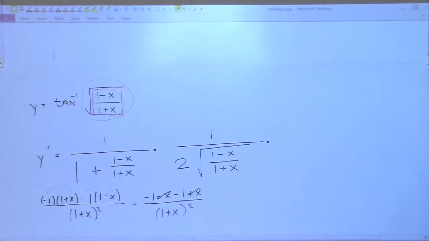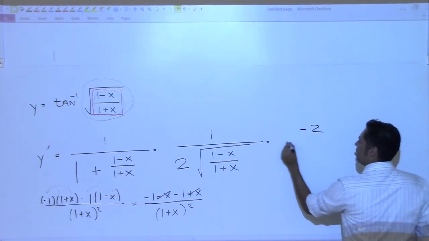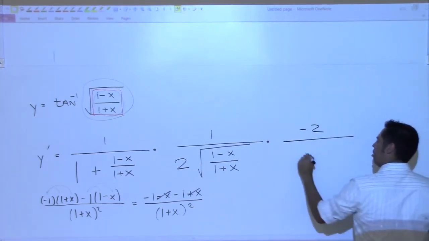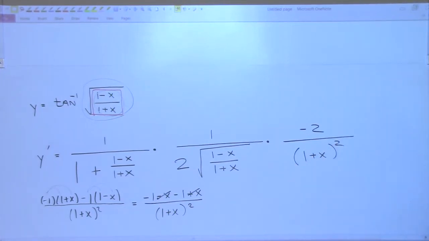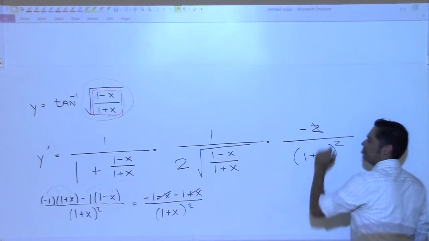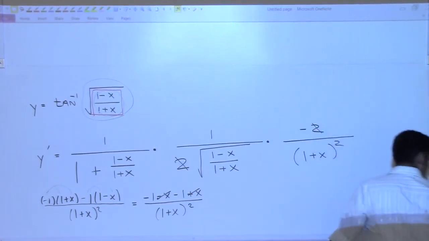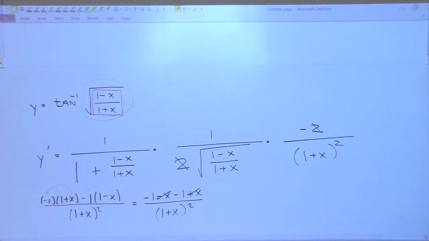And so all I get is negative 2 on top, and on the bottom I get 1 plus x quantity squared. So there it is. Yep, these 2's can cancel. So that's where I am, right? That is the derivative. That is the raw derivative. So it's nasty, but it's not too bad. Cleaning this up algebraically is nasty.